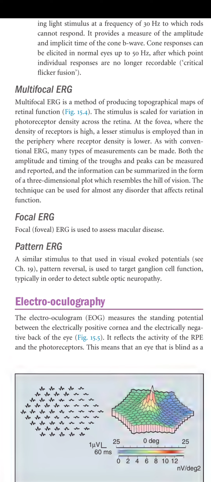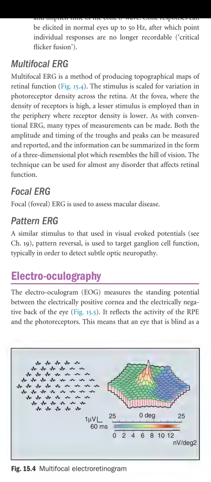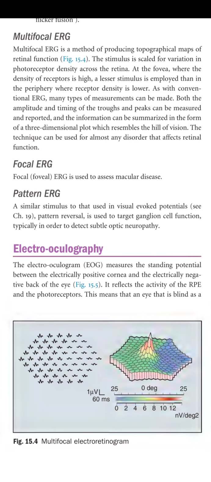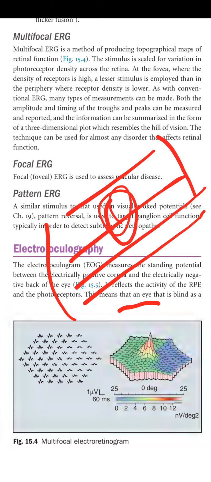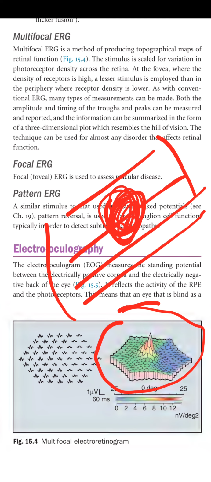Both the amplitude and the timing of the trough and peak can be measured and reported, and the information can be summarized in the form of a three-dimensional plot, which can resemble a hill of vision. The technique can be used for almost any disorder that affects retinal function. So this is a multifocal ERG. You can see that it is giving us a three-dimensional map of the retina, in which the fovea is stimulated with much less intensity, whereas the periphery is stimulated with higher intensity. It is shown in the topographical map.